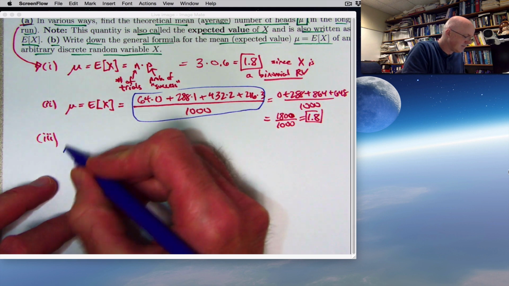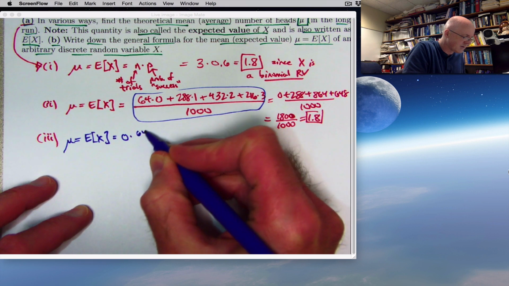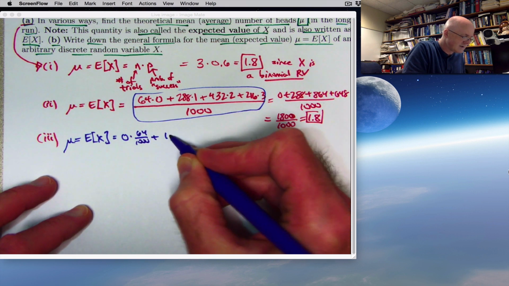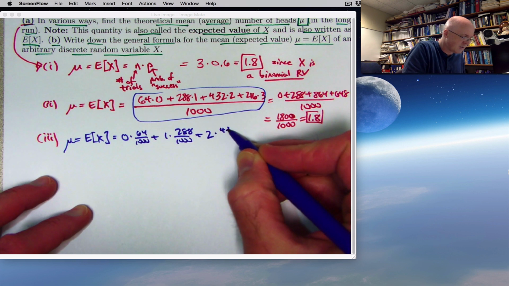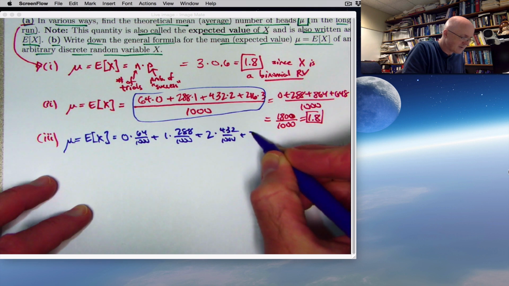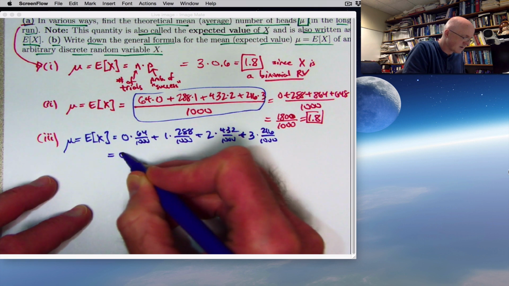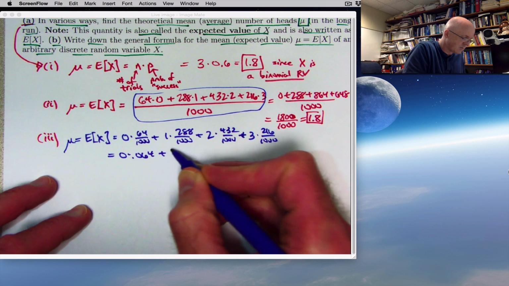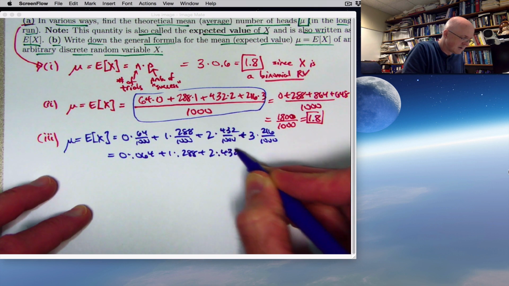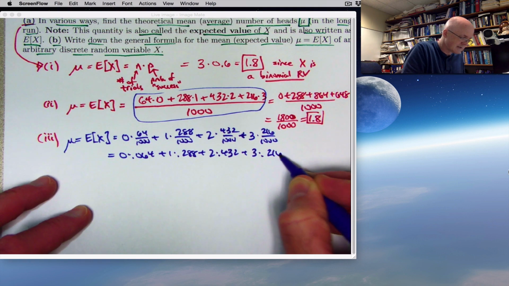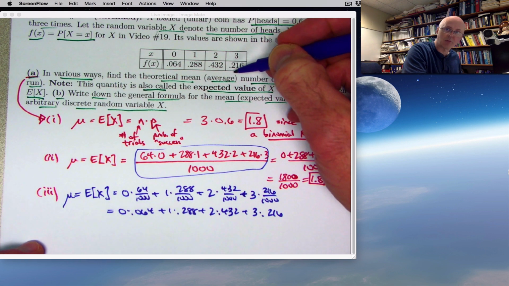Here's what I mean. Mu, the expected value of x, could be written as 0 times 64 over 1,000 plus 1 times 288 over 1,000 plus 2 times 432 over 1,000 plus 3 times 216 over 1,000, which in decimal form could be written as 0 times 0.064 plus 1 times 0.288 plus 2 times 0.432 plus 3 times 0.216. I'm adding the values of x times the corresponding probabilities.